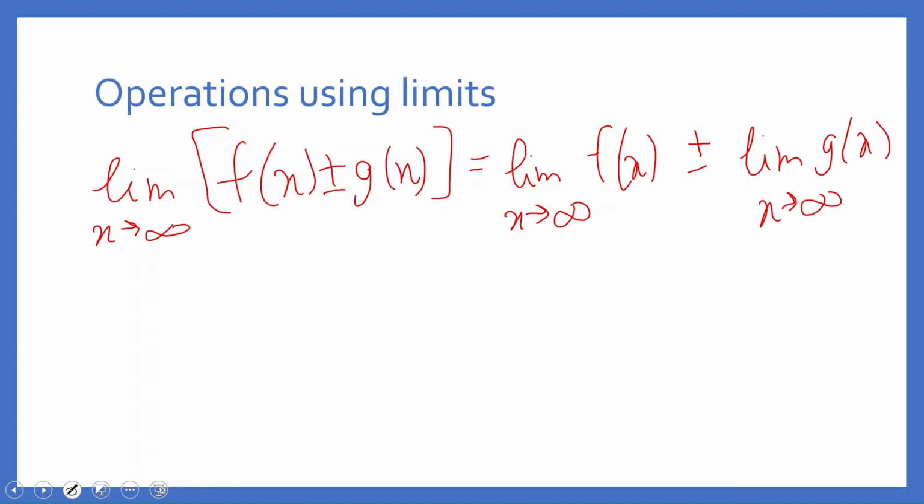Next, we have something multiplying it with a constant. So if I have a times this, I can write that as a times the limit. So that's another way. That's the second operation that you can use with limits.